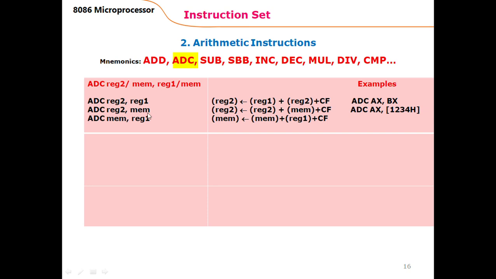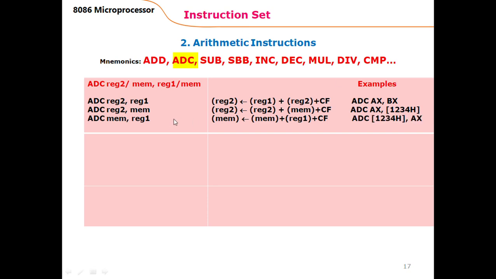Similarly, in the other addressing form, in this category, the source of the addition is a memory location, and the destination is a register. So the content at this memory location is added with the content of register 2, plus the carry flag, and the result is stored into register 2. For example, here add with carry: a 16-bit value in this data segment memory location addressed by this address is added with AX, plus the carry flag is also added, and the result is stored into the AX register.